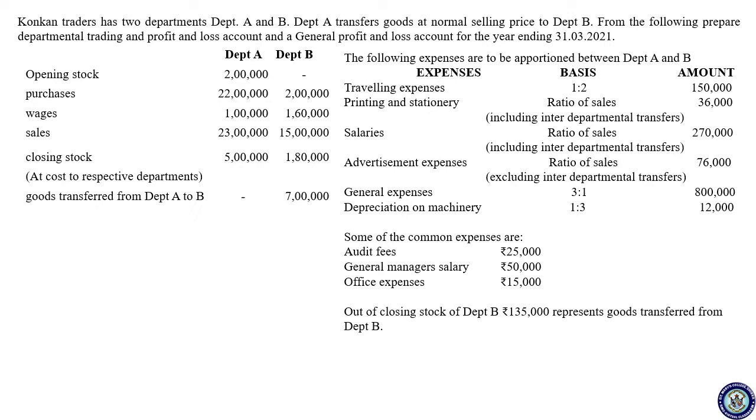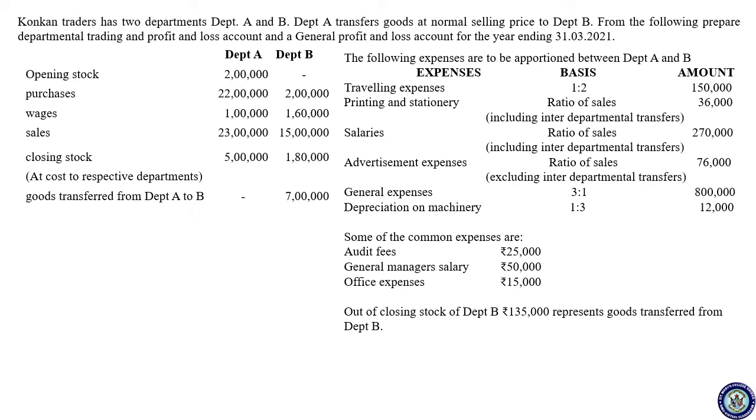Next, they have given the additional information. The following expenses are to be apportioned between department A and B. They have given the expenses and the basis of apportionment, in which ratios you have to apportion, it is readily given. Then the total amount, that is traveling expenses 1,50,000, is to be apportioned on the basis of 1:2. Printing and stationery, that is on the ratio of sale.